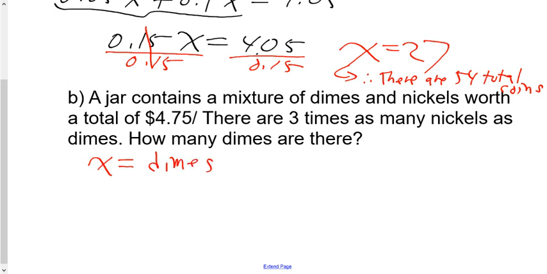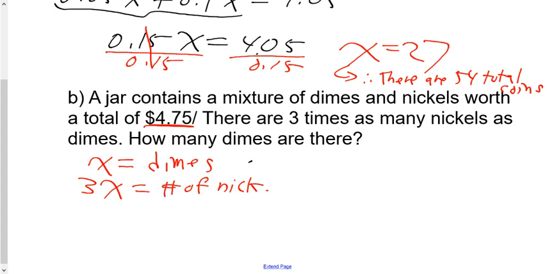And since there are 3 times as many nickels, 3x is going to represent the number of nickels. That's our first step. But again, just like the last time, we're not given numbers, we're given value. So just because I know the numbers doesn't mean I know the value. So I have to change these expressions to represent value.